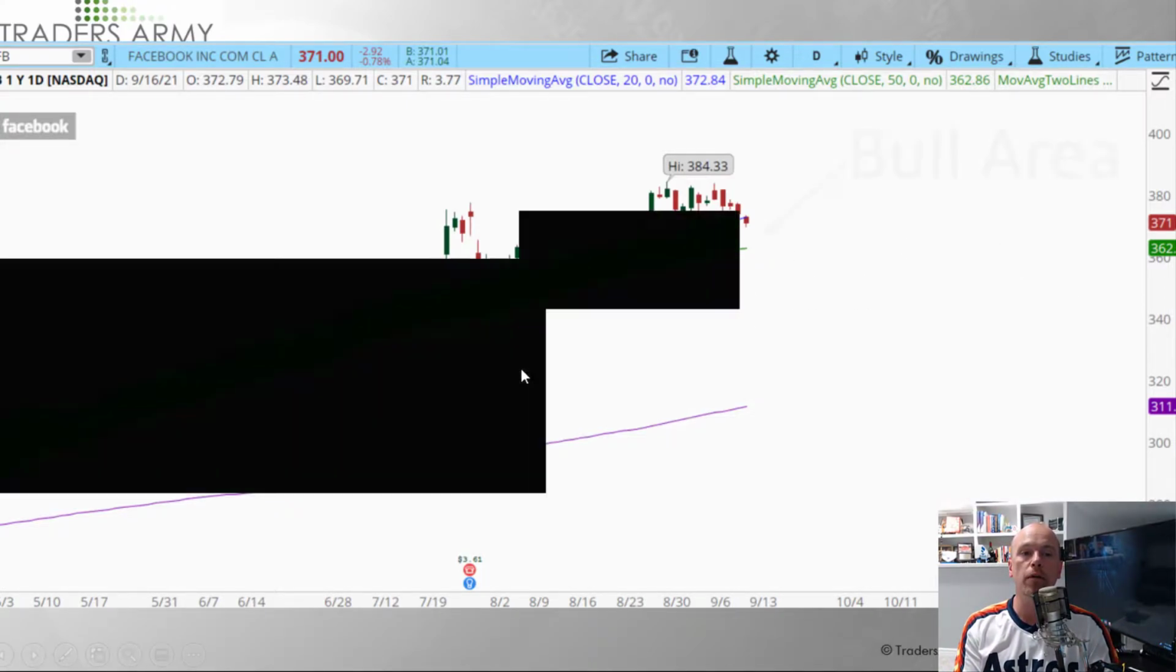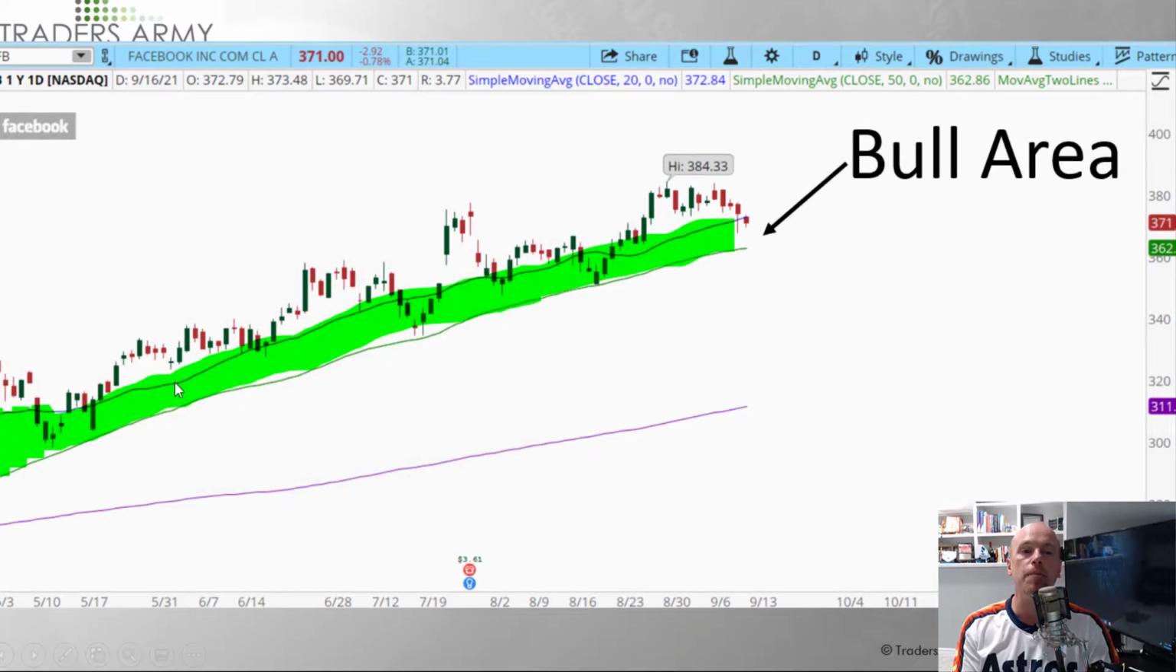And what is the bull area? Well, the bull area is the area between a rising 50 and a rising 20. So what do we know for certain? Think about this for a minute. If a stock is above the 200 and it's above the 50 and it's pulled back below the 20, well, we know for certain that it's in an uptrend if it's above the 50 and above the 200.